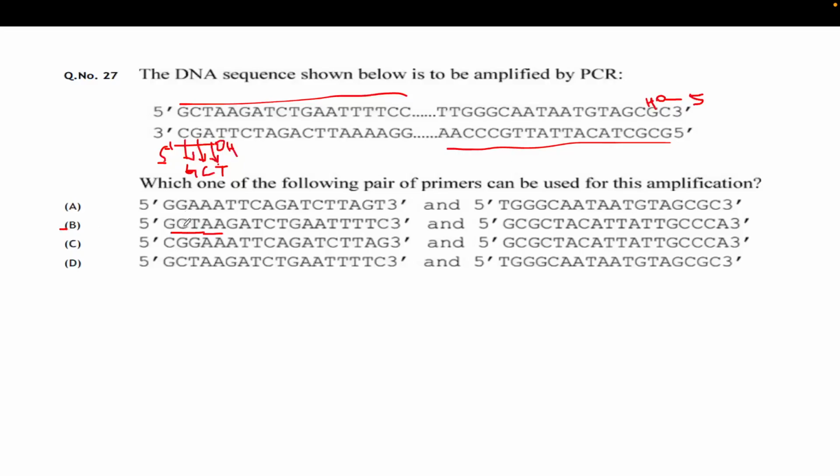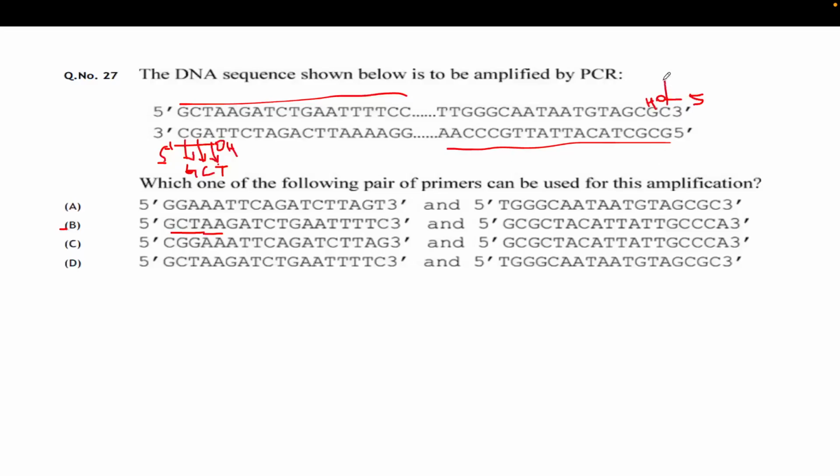And for the remaining, yes, here also GCTAGATCTG. So options B and D have a first primer complementary to this side. We have to check the other side also, because B and D both have GCTA, the complementary sequence of this 3' end. So we have to check again with the other 3' end.